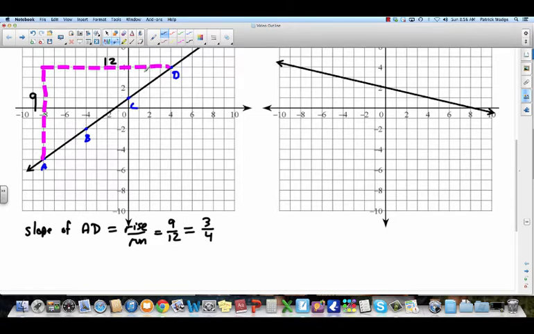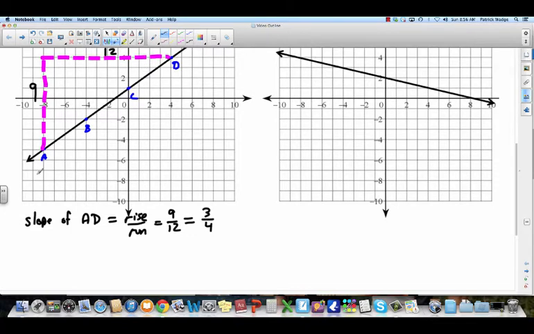Okay, let's try another one. Because what if we didn't pick A and D? What if we picked two different points? Like, let's say, for example, that we pick point BC, the interval BC. So let's find the slope of BC. Again, it's rise over run. So I'm going to start at one of them. I'll start at B. I'm going to rise as far as I need to get up to the same level as C, and I'm going to run over to C. There's my right triangle.